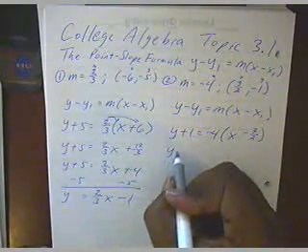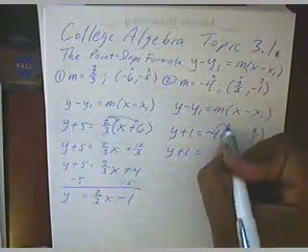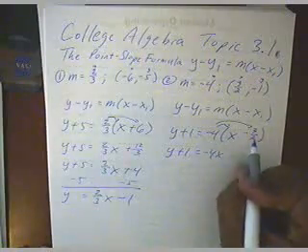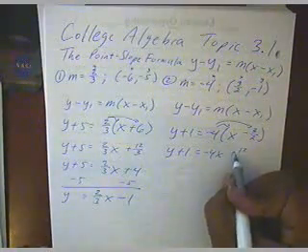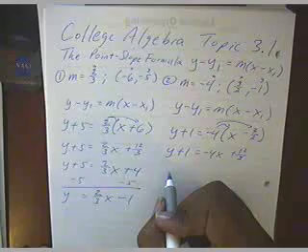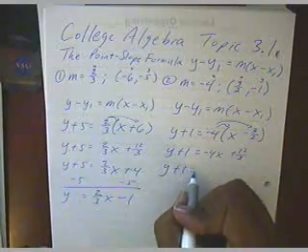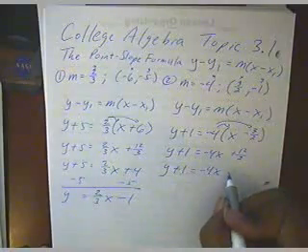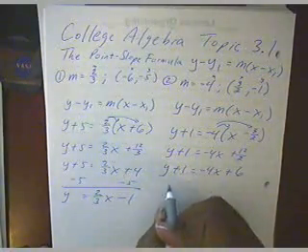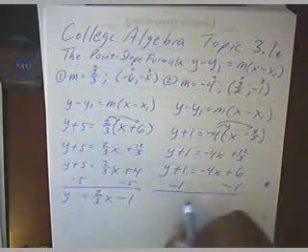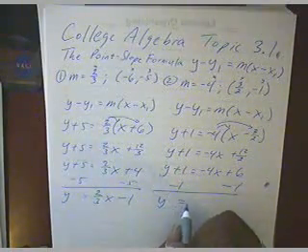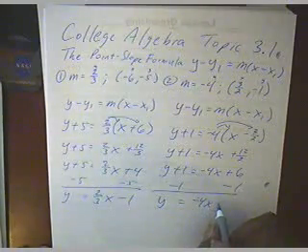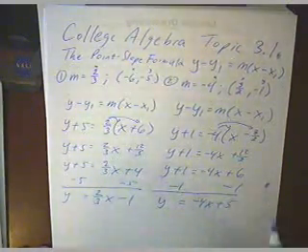Now, we'll distribute that -4. So we'll get a -4x. And here, a -4 times a -3 is a positive 12 all over 2. Now, the positive 12 over 2 reduces down to 6. And then I subtract 1 from both sides. And I end up with the linear equation y equals -4x plus 5.